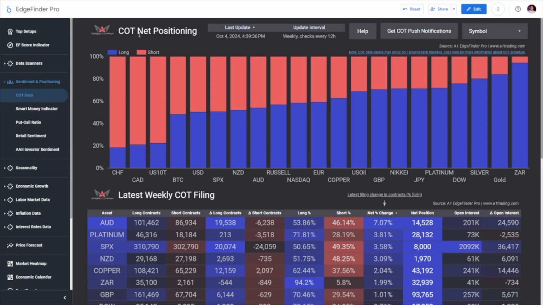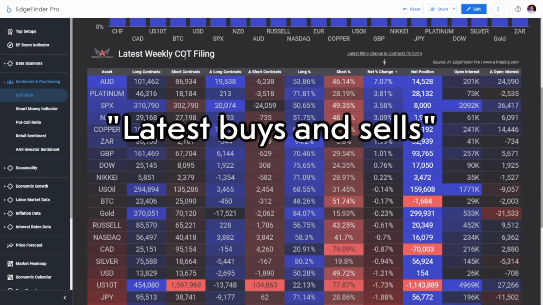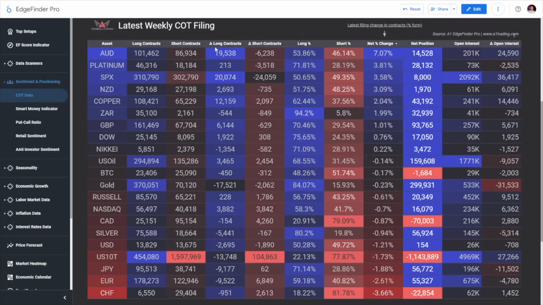very useful from a general directional bias of what institutional money is doing, and that's why we built this second table. Now, this second table is the latest weekly COT filing. I like to think of it as the latest buys and sells, because what we can see here is that we get a latest week-to-week change on all of our favorite charts. So let's just start reading this.